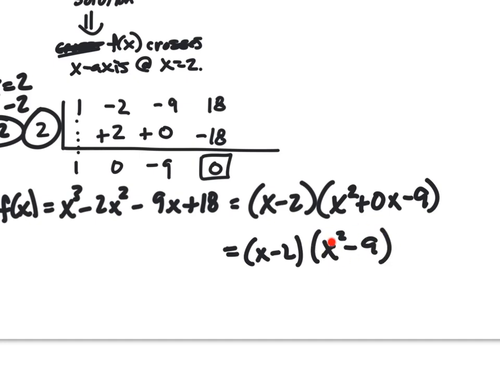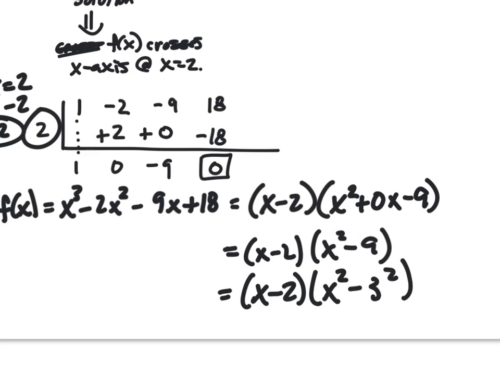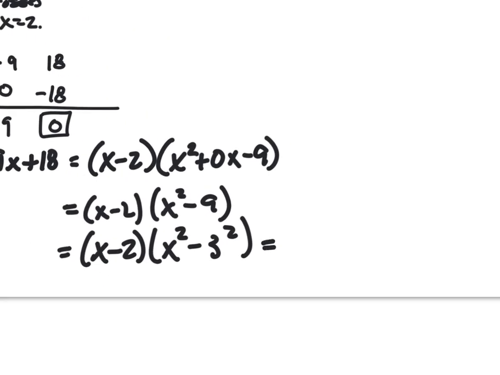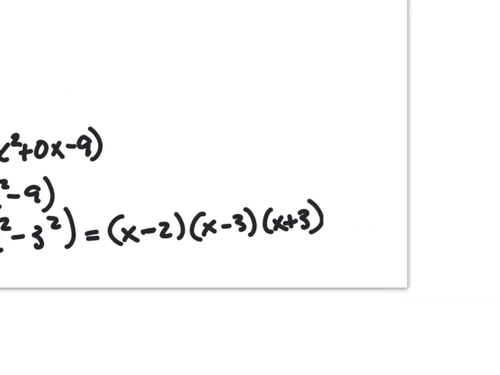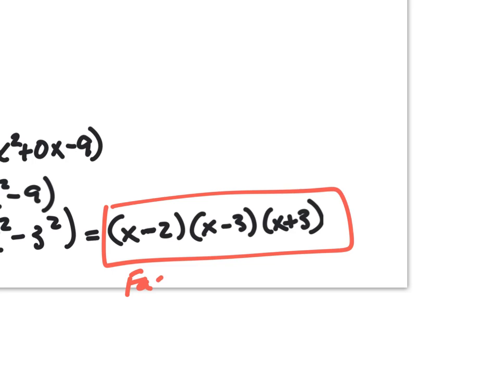Do we notice what this is? Difference of squares. So x squared minus 9 is the same as x squared minus 3 squared, which gives me x minus 3 times x plus 3. So altogether we have x minus 2 times x minus 3 times x plus 3, and now this is factored completely. That's our goal, to be able to factor this.